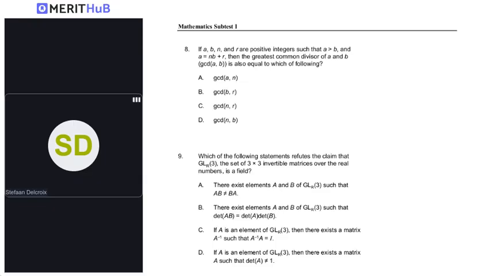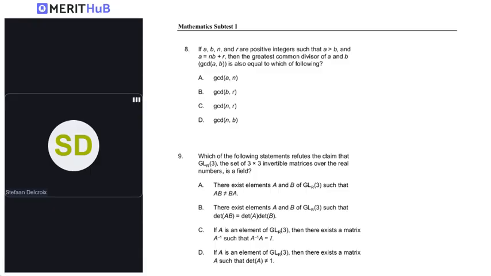9. Which of the following statements refutes the claim that GLR3, which is the set of 3 by 3 invertible matrices, is a field? It's very similar to the 2 by 2s. 3 by 3s, 4 by 4s, they all have the same properties. So they're saying that GLR3 is not a field, and which of those answers would be a proof, a reason why GLR3 is not a field?